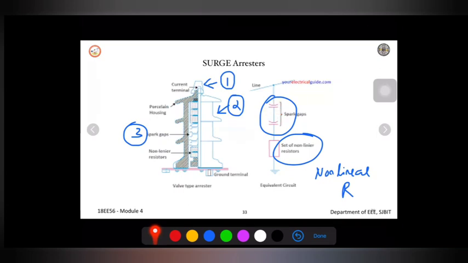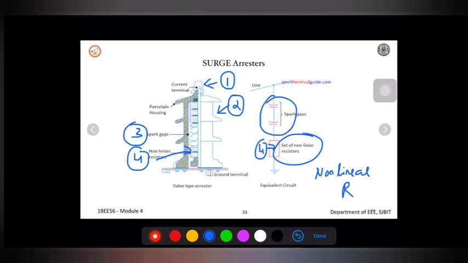And the fourth one is the nonlinear resistor. This one, which is shown here, this box which is shown here also, is a nonlinear resistor element block. We say it is a block because a number of resistors will be connected over there. Hence it is called a resistor block. And the fifth one is the ground terminal.